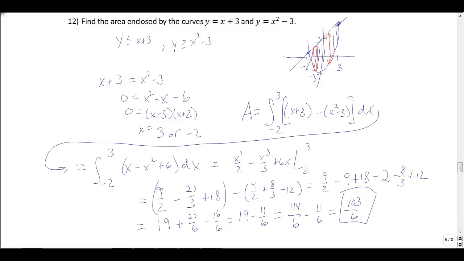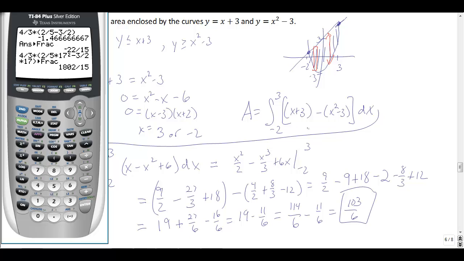Something that might be useful, since we're doing a lot of arithmetic here, is that I can actually plug this definite integral into my calculator. So this calculator will go math. Toward the bottom here, there's this function integrate. This is a numerical integration. So I'm going to do x plus 3 minus x squared, I guess plus another 3 if I distribute the negative. Could use parentheses as well. I'm going to integrate x, and then I'm going to go from negative 2 to 3. I'm going to have it convert my answer to a fraction, so I hopefully get 103 over 6.